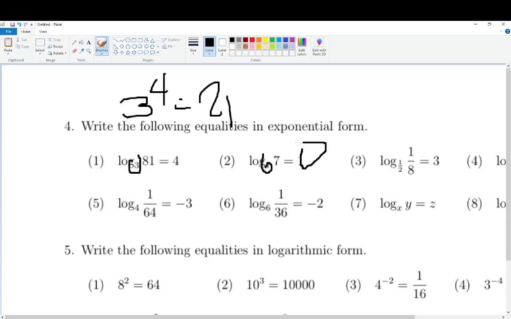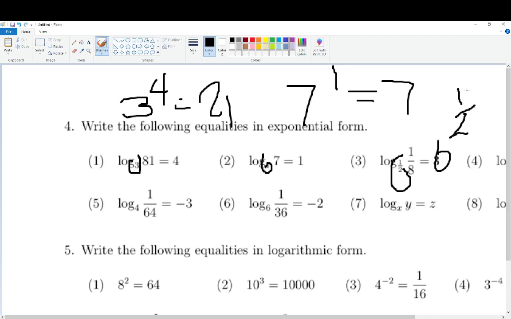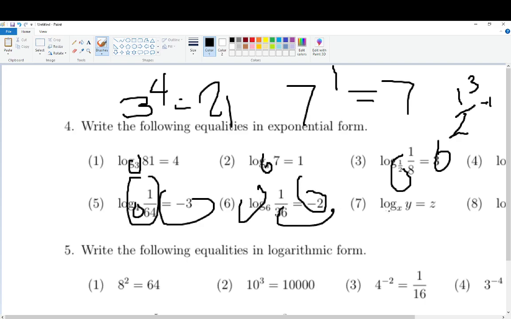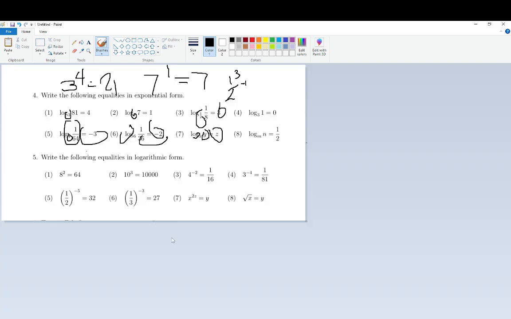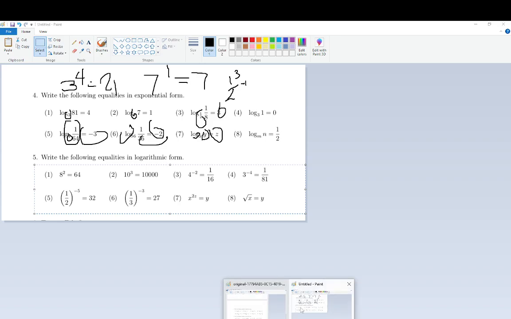7 to the power of 1 is equal to 7. So rewriting in exponential form is like this. This is what they want. A half to the power of 3 is an eighth. So they want a half to the power of 3 is equal to an eighth. So you just have to rewrite this: this to the power of this is equal to that. Write the following equalities in logarithm form. So it's the reverse of what we just did.